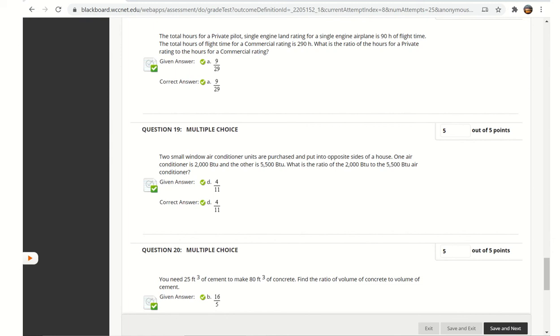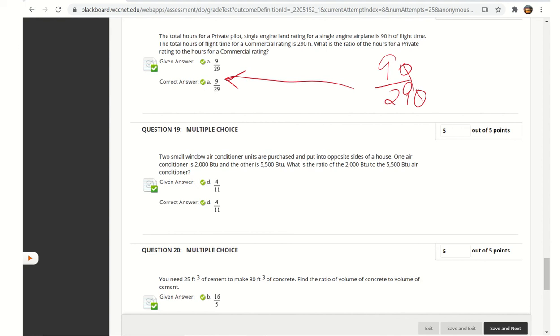Total hours for private pilot single engine. The rating for a single engine plane is 90 hours of flight time. Total hours of flight time for commercial is 290. What is the ratio of hours for private to commercial? 90 over 290. Of course, you can divide that by 10, take the 0 off, you end up with 9 over 29.